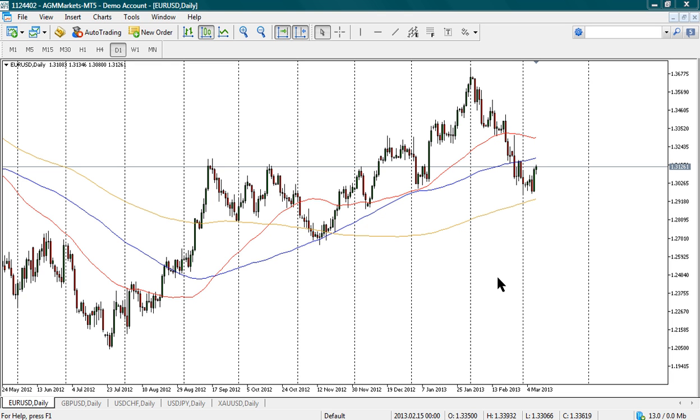What we'll do today is go through some technical analysis on Euro dollar, cable, dollar Swiss, dollar yen and gold. Basically just review what's been going on this week in the markets and go through the setups that I'm looking at personally on each of these charts. So we're going to go through Euro dollar, cable, dollar Swiss, dollar yen and gold.